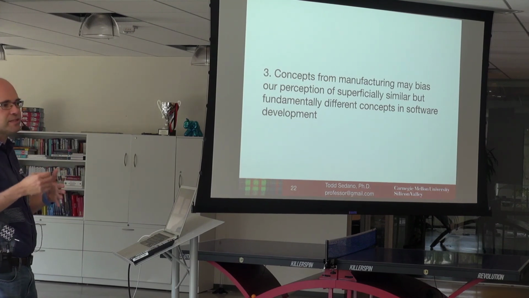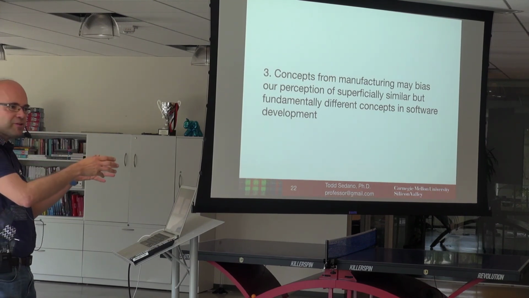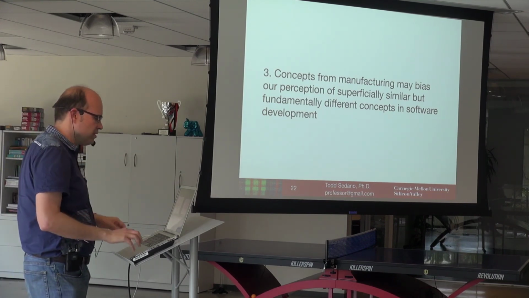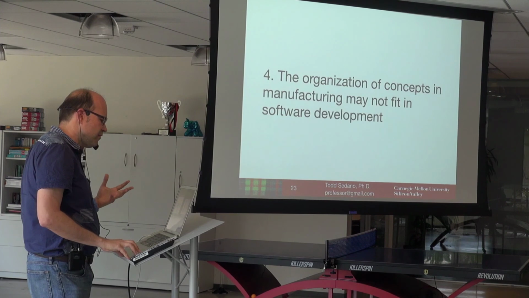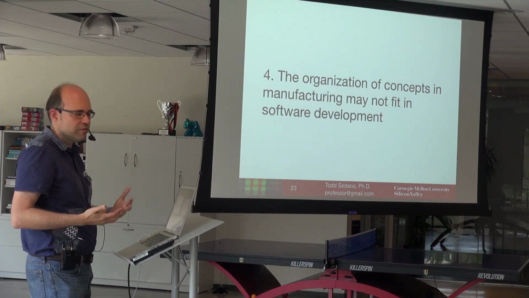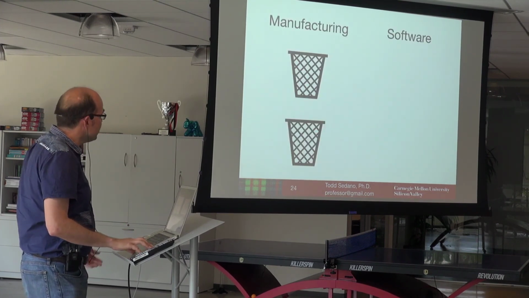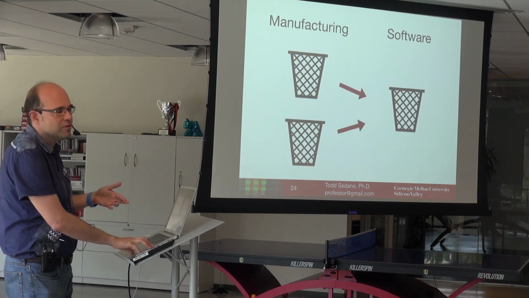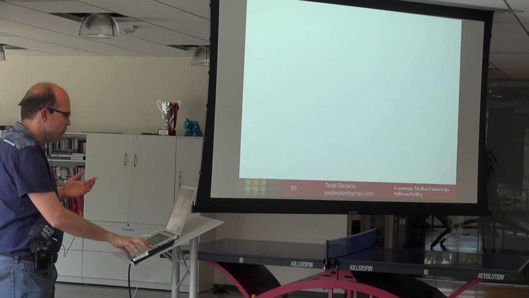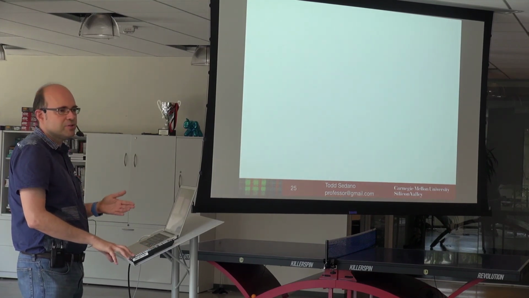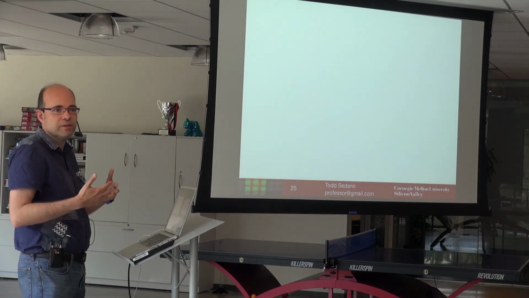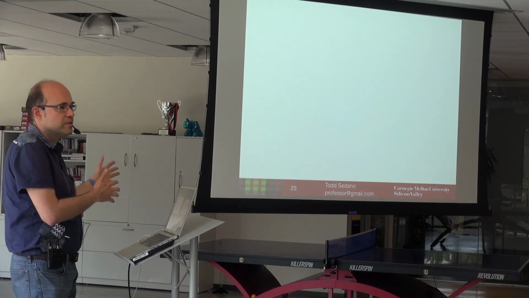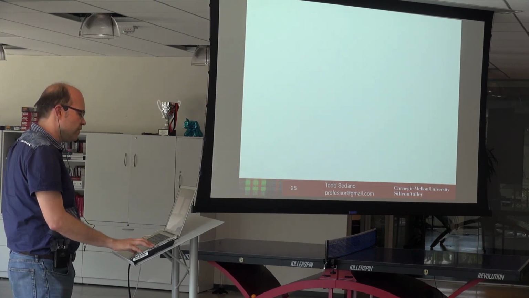There might be superficially similar things. I look at manufacturing, and that looks a lot like what we do in software, but fundamentally they're different. And then the concepts in manufacturing might not fit well in software development. Namely, there might be two wastes in manufacturing that really should be mapped to one waste in software, or vice versa. Unfortunately, in doing this adaptation, Lean software development never really showed whether any of these threats to validity would happen. They just did the translation without providing evidence.